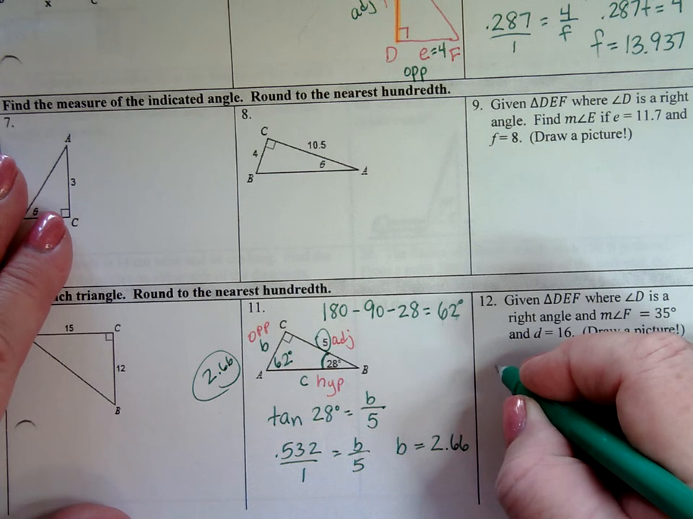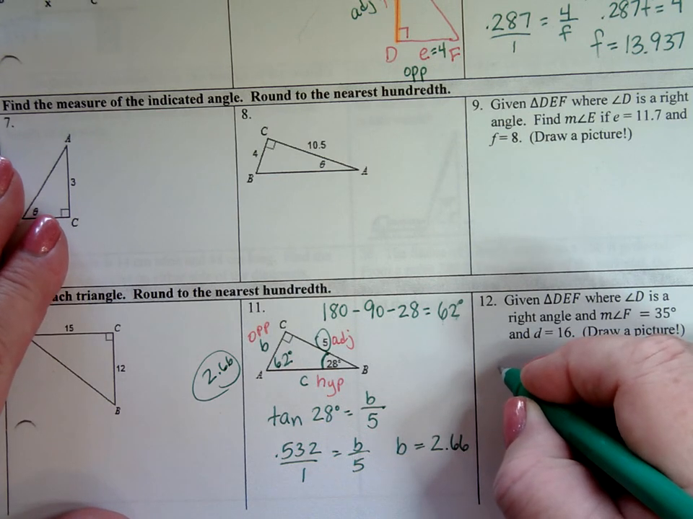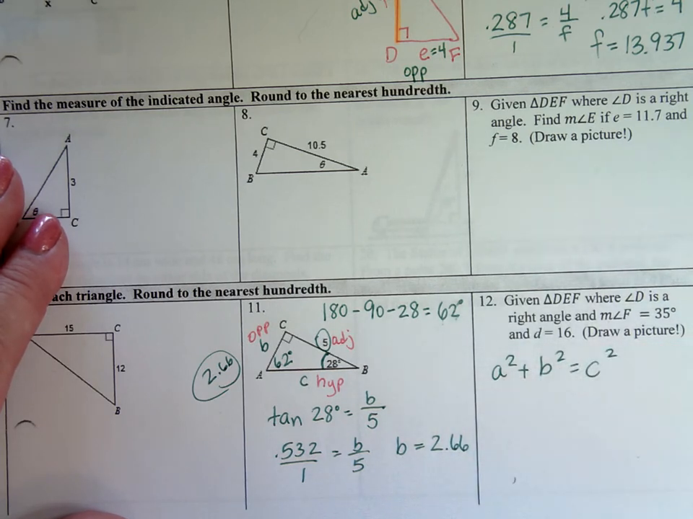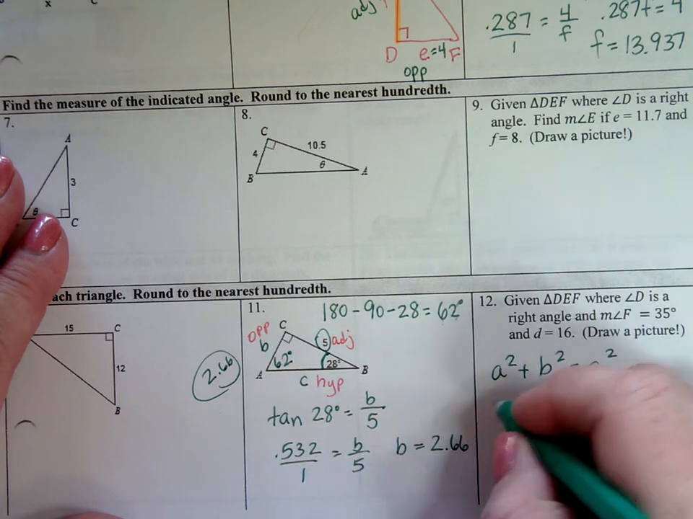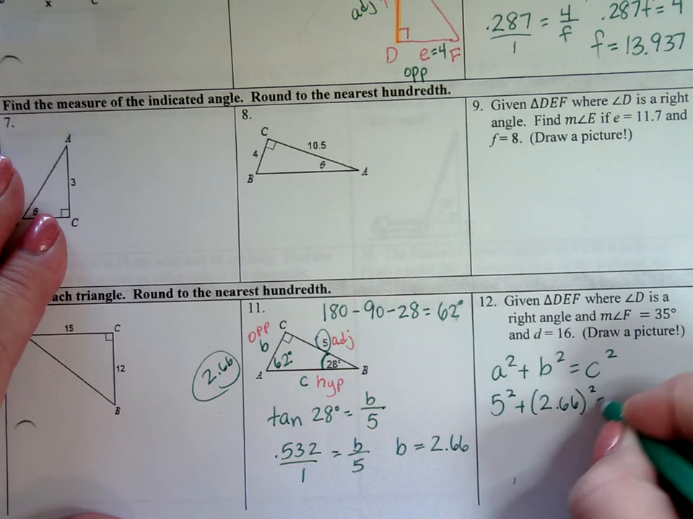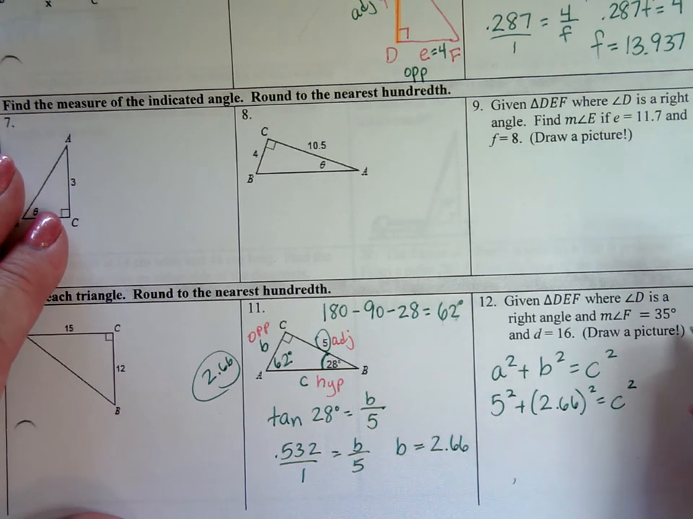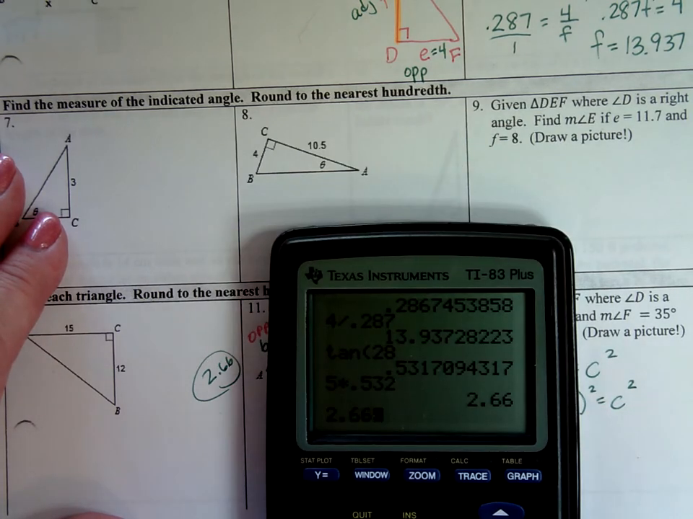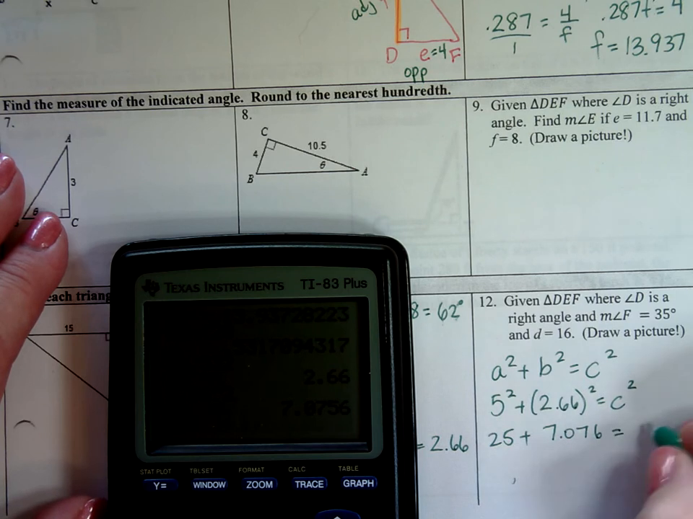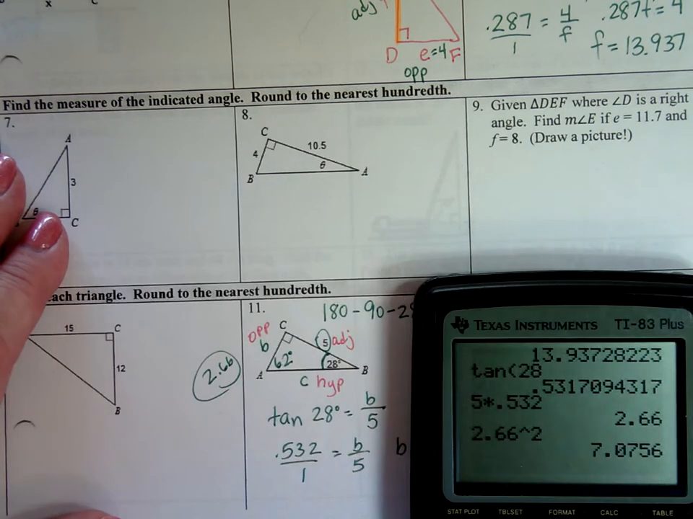So, remember, a squared plus b squared equals c squared. A is 5, 5 squared. B we just found, 2.66 squared, equals c squared. So I'd have 25 plus 2.66 squared, 7.076, equals my c squared. So I'm going to take that value and I'm going to add 25 to it. And then I'm going to take the square root of that, right?